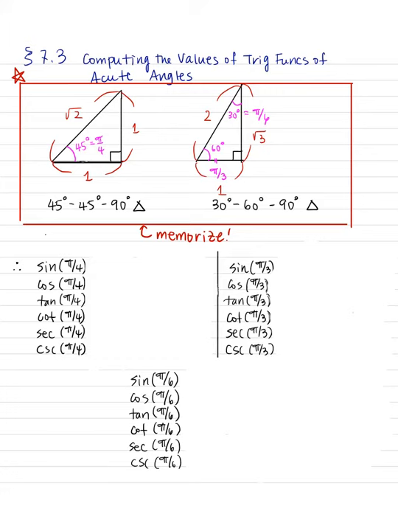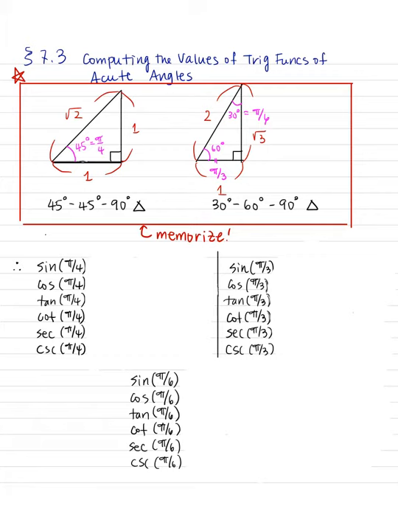Hi everyone, this is Dr. Nak, and we're going to go over section 7.3, computing the values of trig functions of acute angles. Now, acute angles in this section, we're talking about the 30 degrees, 45 degrees, and 60-degree angles. So I've already drawn you a picture there, and you might want to memorize those triangles. So first one is the 45-degree triangle.